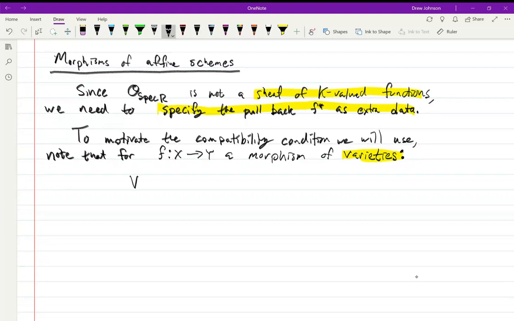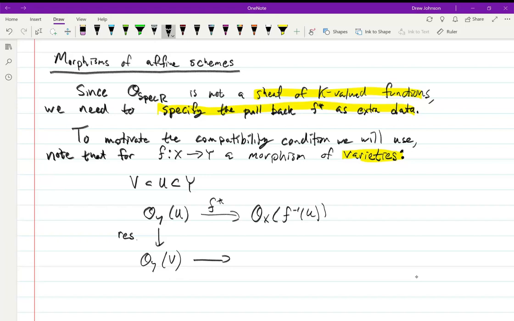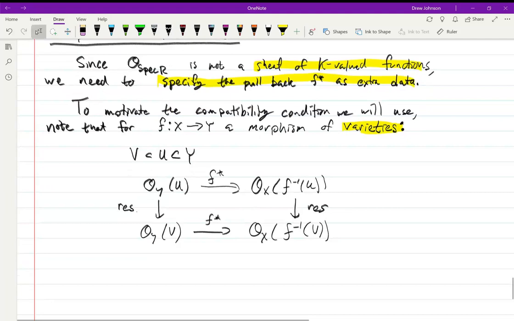All right, so if we have V, an open subset of U, which is an open subset of Y, the pullbacks work like this, right? If you take OY of U, there should be a restriction map to OY of V. So this is just restriction. And then there's the pullback map where you pull a function on Y back to a function on X just by composition. Okay, and there's also a pullback here. And of course, f inverse of V is an open subset of f inverse of U, so there should be a restriction map here. And since these maps are just given by function composition, it's clear in the case of varieties that this diagram commutes. So that's going to be one of our conditions.